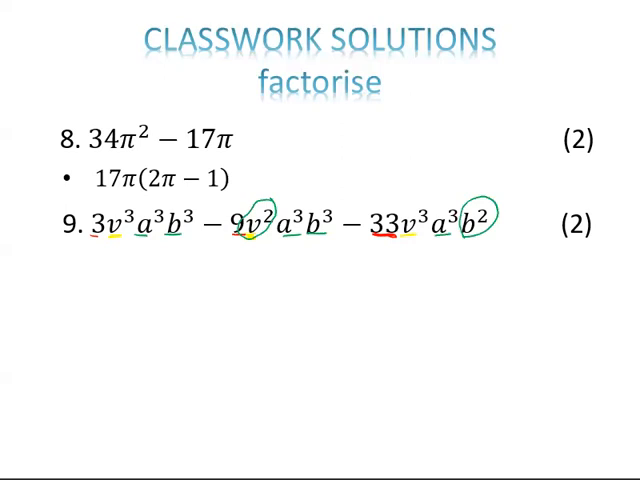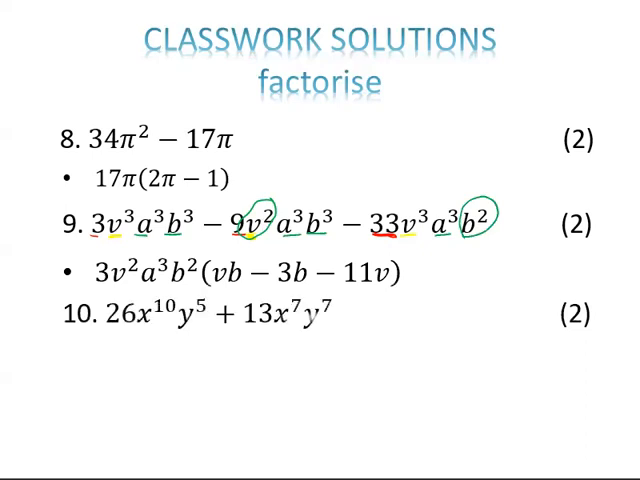When you take out my common factor here, I will simply take out 3 and I'll have v squared a cubed and b squared. So what will I be left with? In the first term, I'll be left with only vb. In the second term, I'll be left with minus 3b. And in the last term, I'll be left with minus 11v. Okay, try number 10.